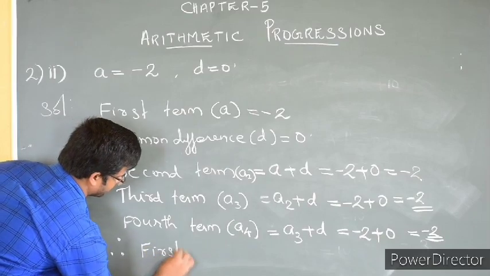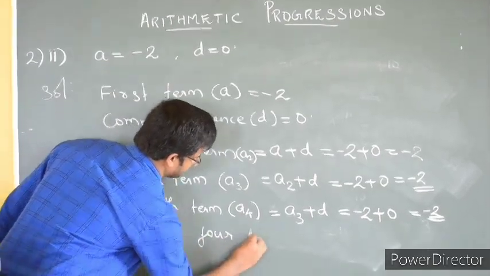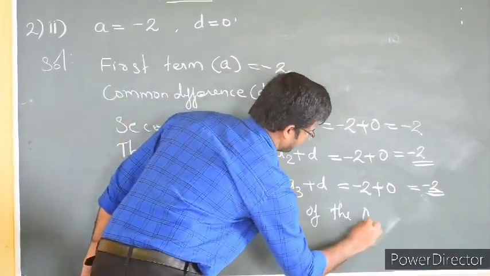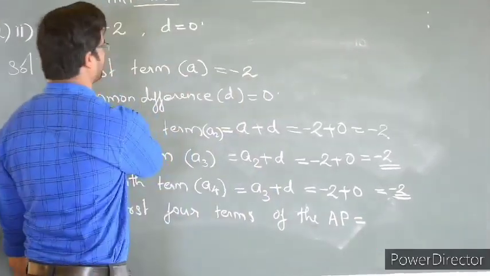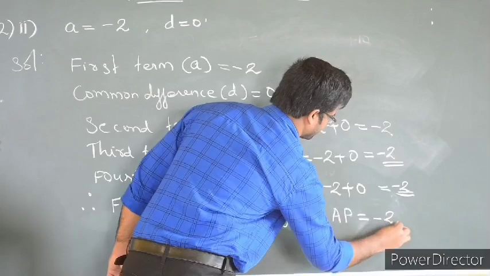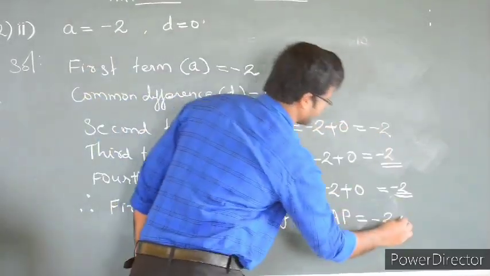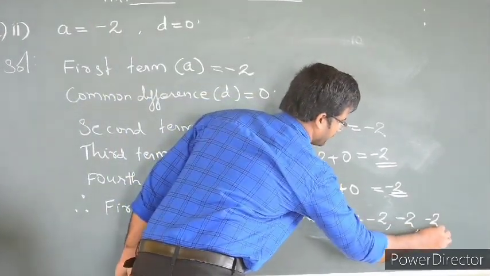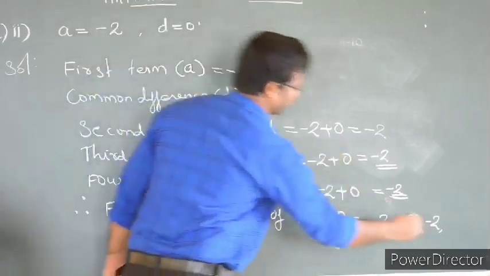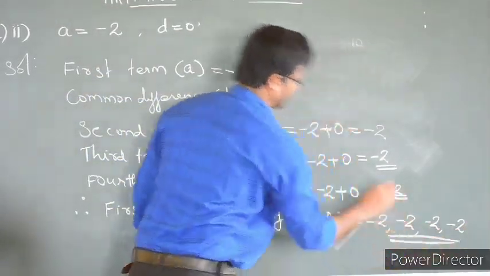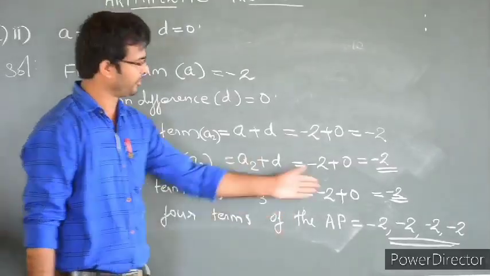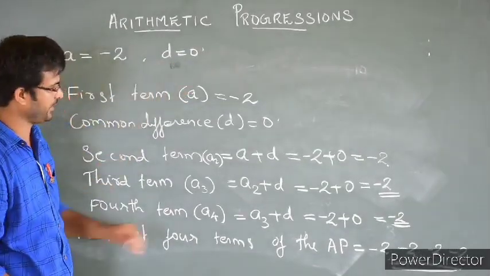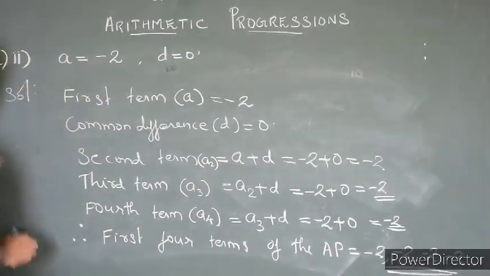Therefore, the first 4 terms of the AP: first term is minus 2, second term also minus 2, then third term also minus 2, and one more term, that is the fourth term, that one also minus 2. This is our arithmetic progression. All minus 2 only. All the terms are minus 2 because this common difference is 0. That's why all the terms are equal. I think clear?